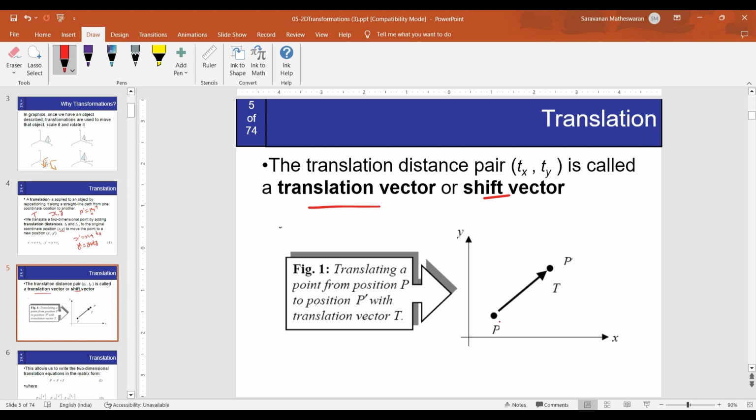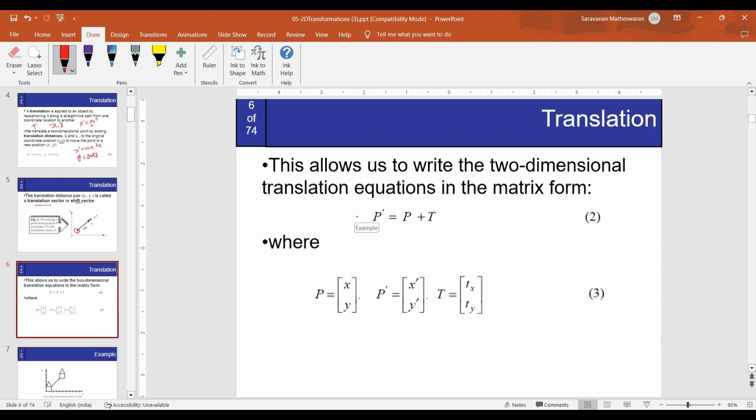This is my original point. This is the moving distance, the translation given. From it we get the new point. Okay, what is the formula for that?